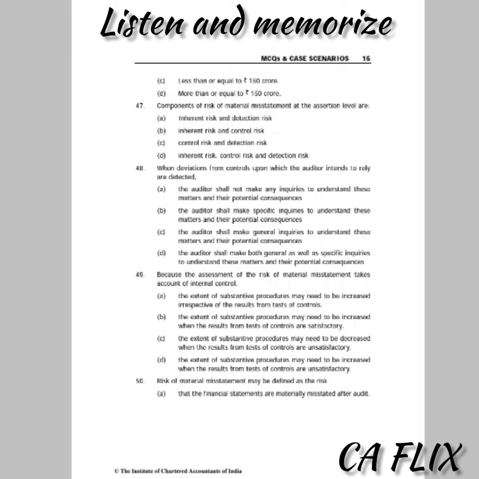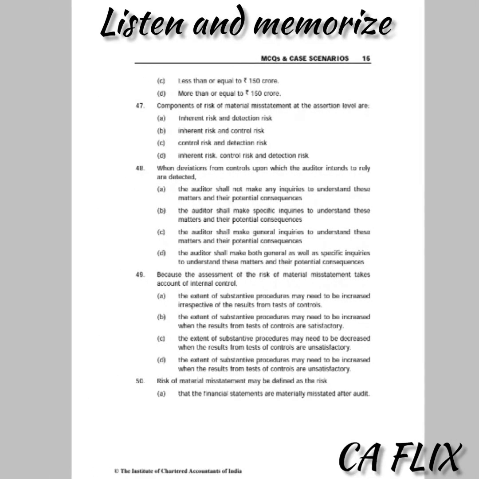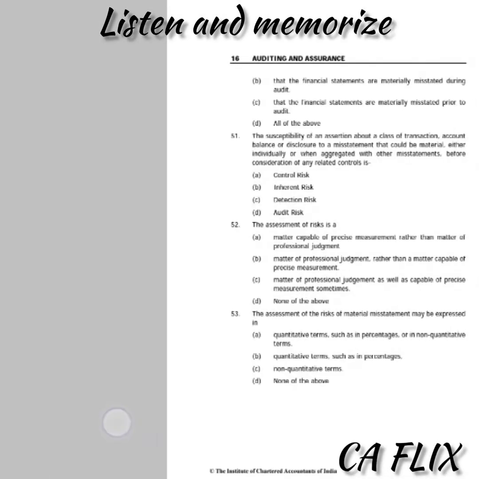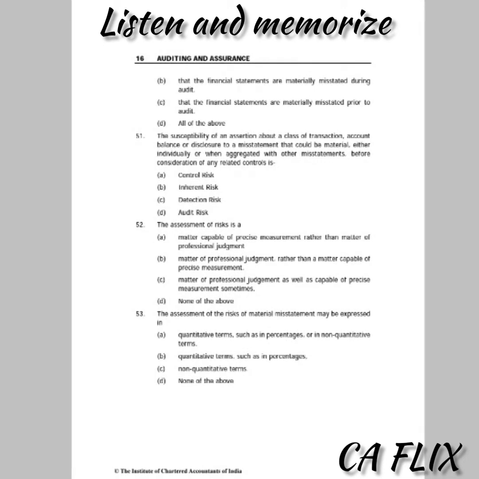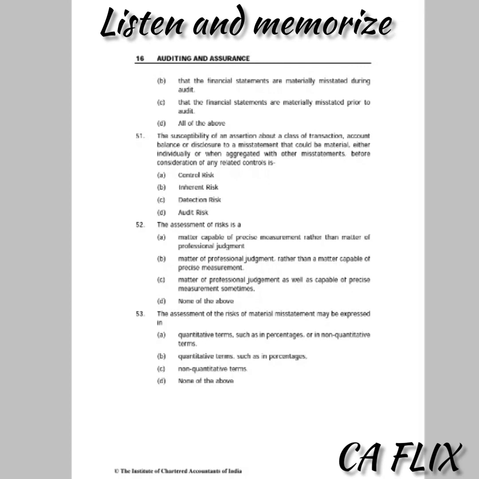Question 50. Risk of material misstatement may be defined as the risk: option A, that the financial statements are materially misstated after audit. Option B, that the financial statements are materially misstated during the audit. Option C, that the financial statements are materially misstated prior to audit. Option D, all of the above. Answer is option C, that the financial statements are materially misstated prior to audit. Risk of material misstatement may be defined as the risk that the financial statements are materially misstated prior to audit.